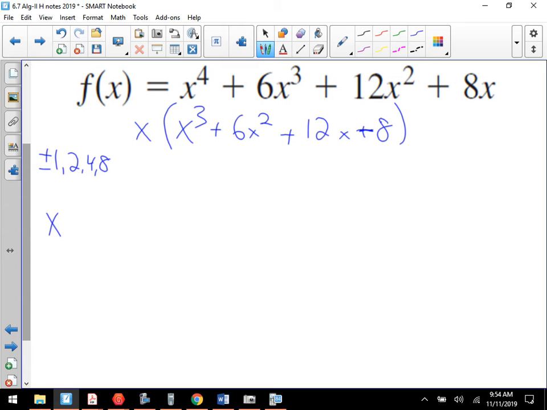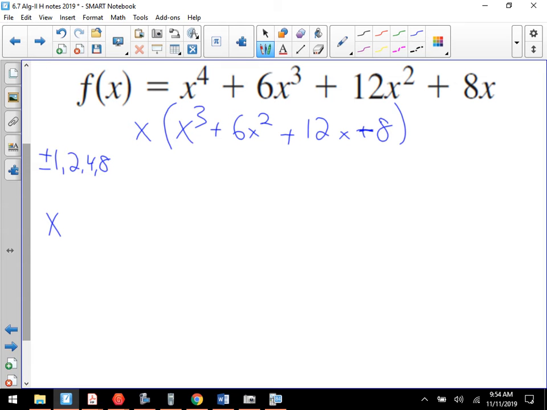Can we group it? No, if you look at it, you don't have anything. See how there's nothing in common with the 12 and the 8 to get you to 1 and 6? Because if you take out a 4, you get 3x plus 2. That does not match x plus 6.